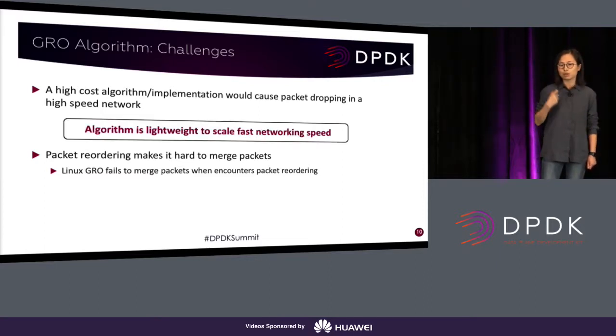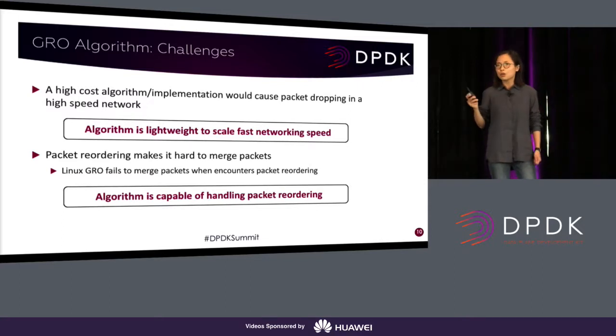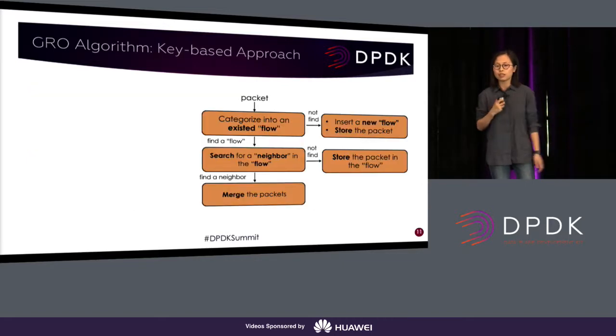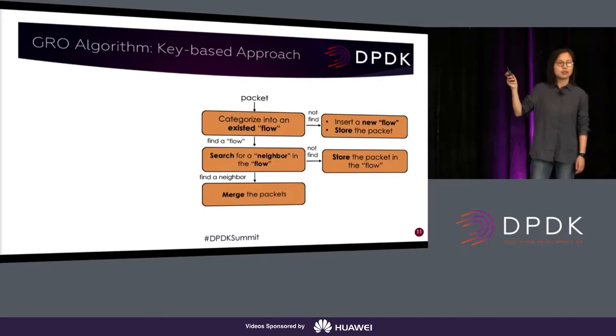These two challenges require that our GRO reassemble algorithm is lightweight enough to scale to fast networking speed, and is also capable of handling packet reordering. To address these two challenges, we provide a key-based algorithm. As you can see, here is the algorithm workflow.